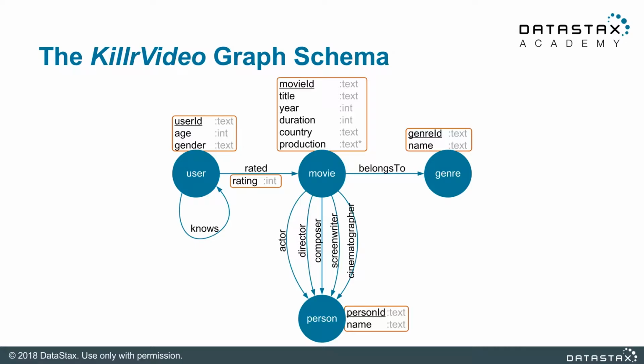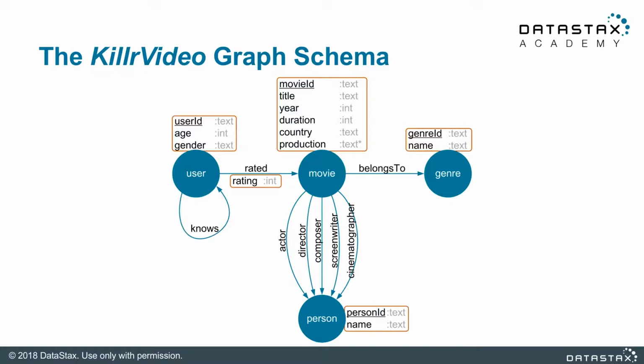The graph schema we are going to use for all our examples is based on the killer video domain. In our graph, we have vertices that represent movies, users, genres, and people. These are four types of vertices. They can be related to each other by different types of relationships. Users may know each other and can rate movies. Movies belong to genres. Movies can have actors, directors, composers, screenwriters, and cinematographers. And of course, we have various vertex properties and even one edge property in this schema.